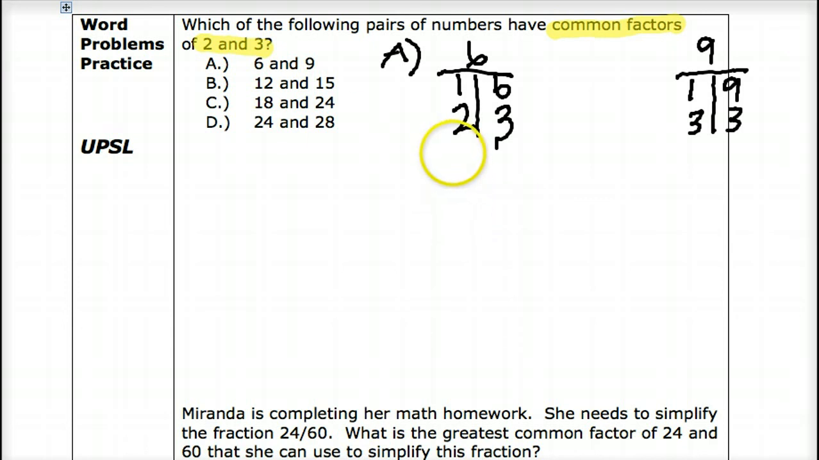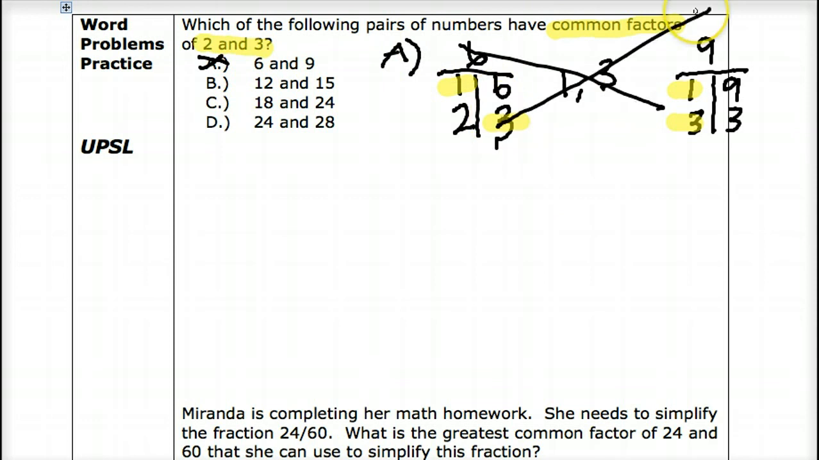So if we look at our common factors, we have 1s, we have 3s, and that would be it. So if we have 1s and 3s in common, 1 and 3, we know that we're looking for 2 and 3, so we can immediately eliminate letter A. And I'm going to go ahead and cross out our work for A since it proved wrong.